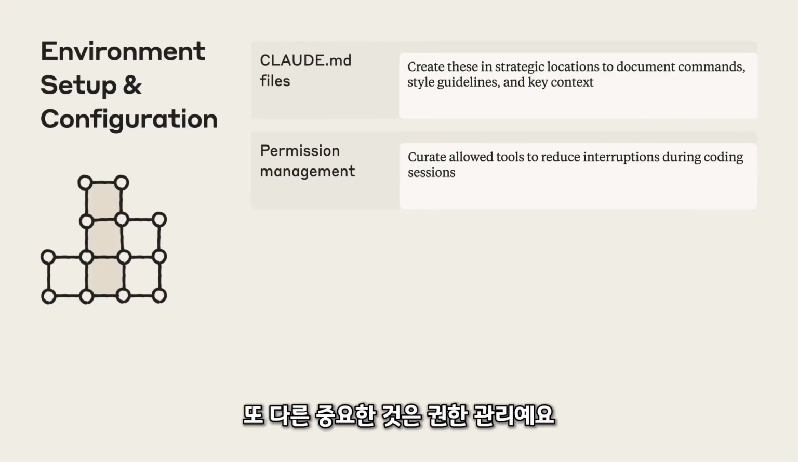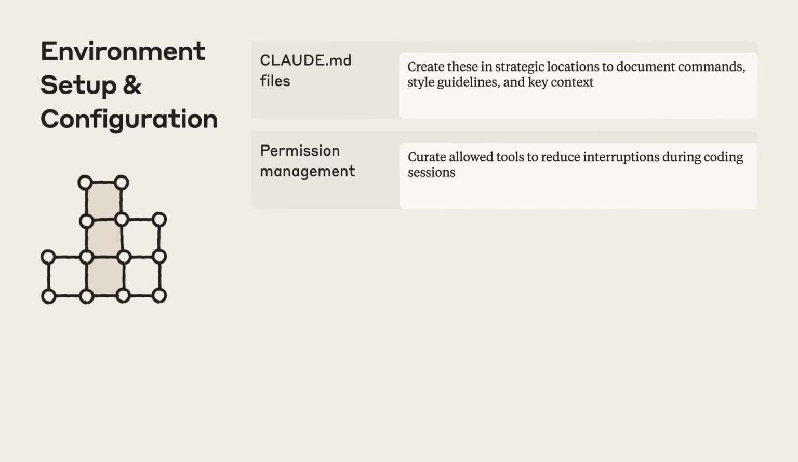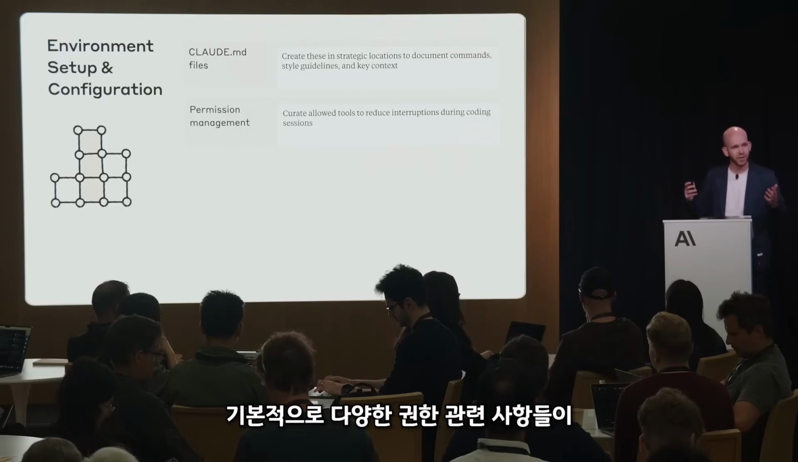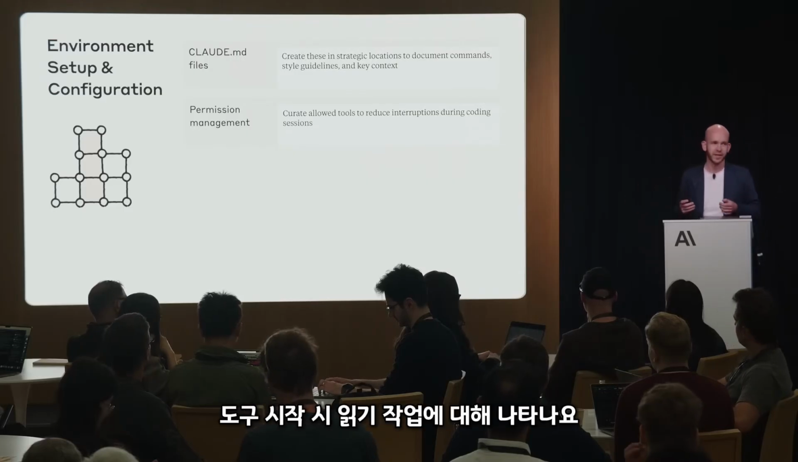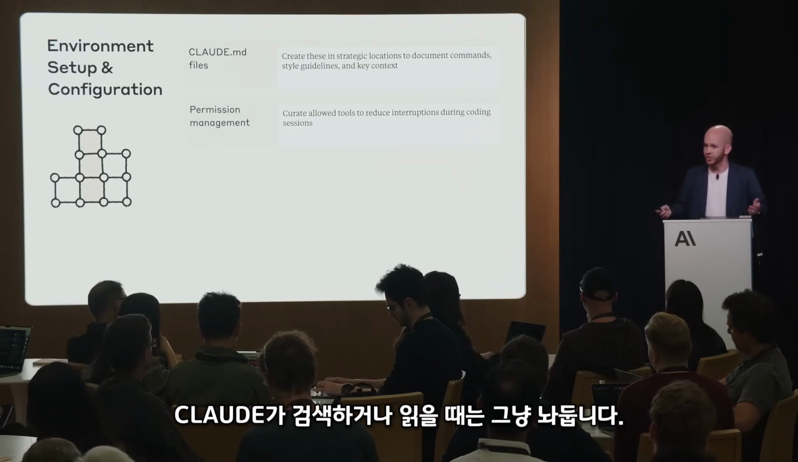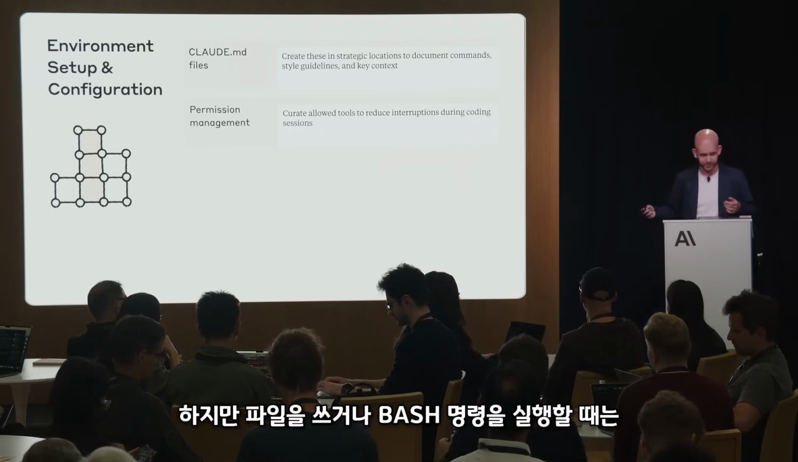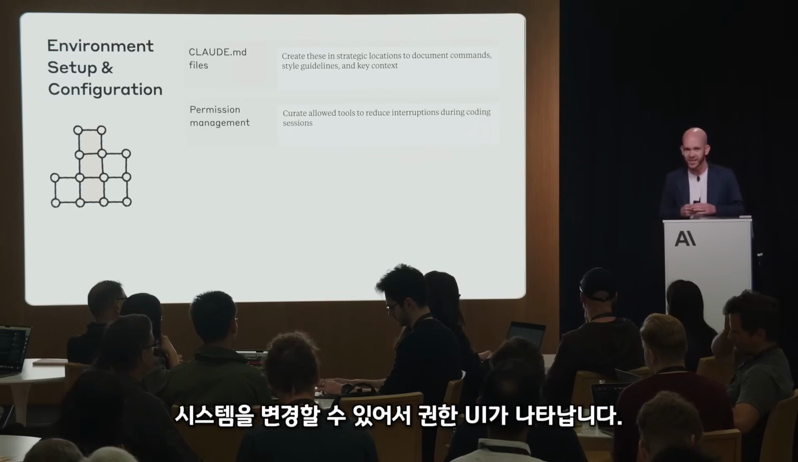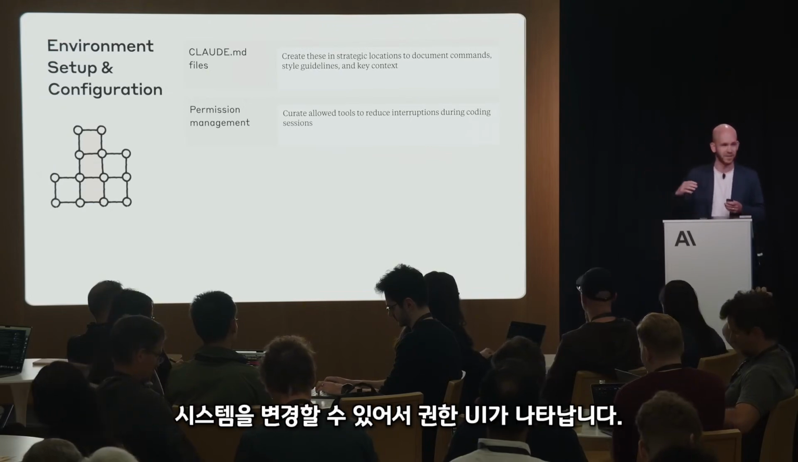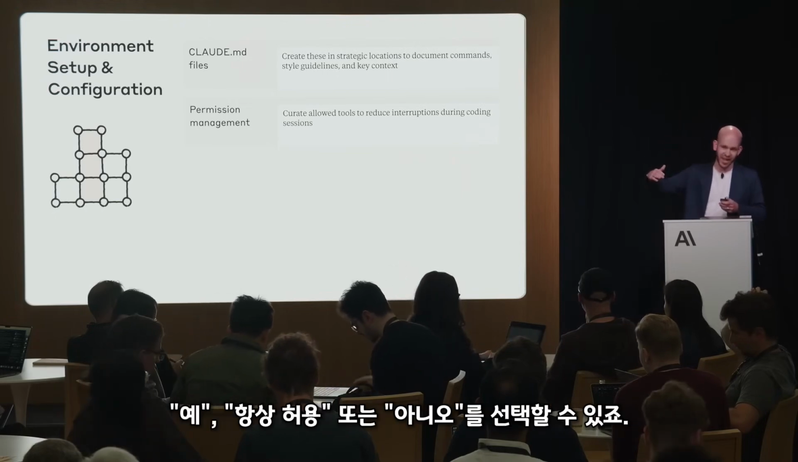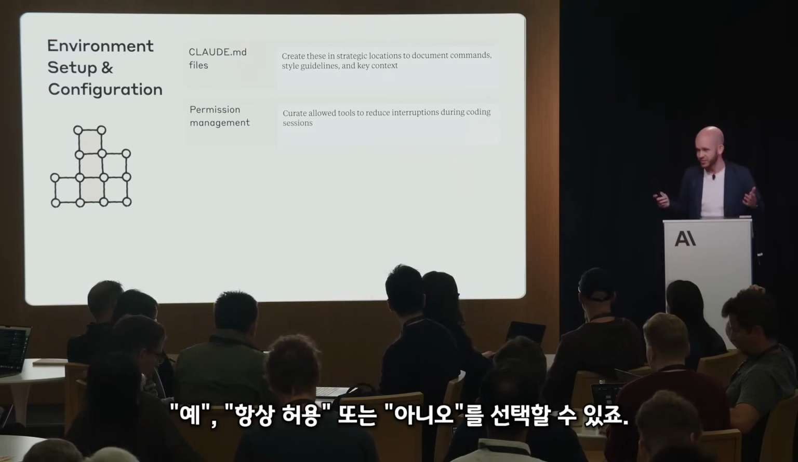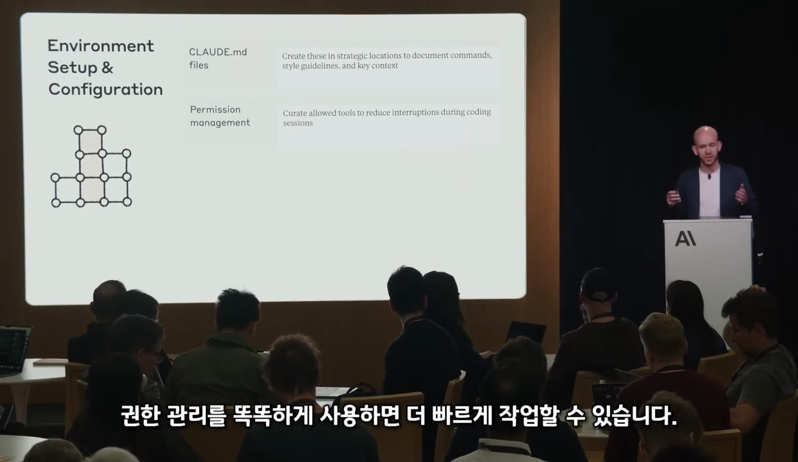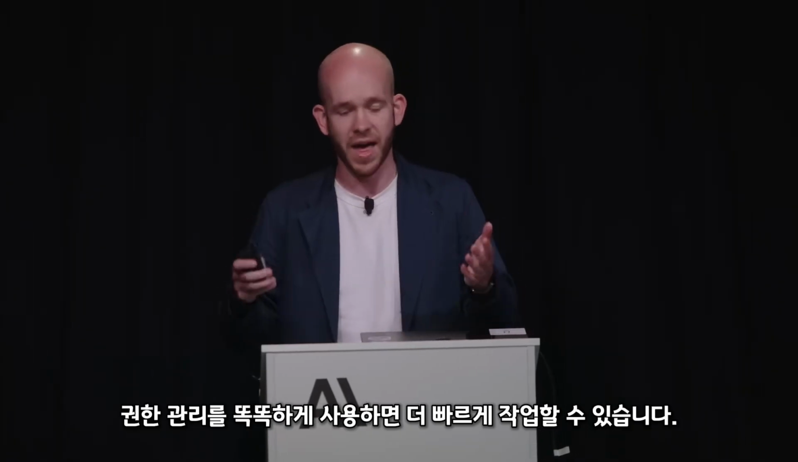The other thing you can do, which is important, is permission management. When you're running Claude Code, there's all sorts of different permission things flying by. Out of the box, for read actions, if Claude is searching or reading, we just let it go. But once it starts writing or running bash commands or doing things that could change stuff on your machine potentially, that's when we kick in this UI and it says something like, yes, always allow this, or no, I want to do something else. And using that permission management and being smart about it can help you work faster.